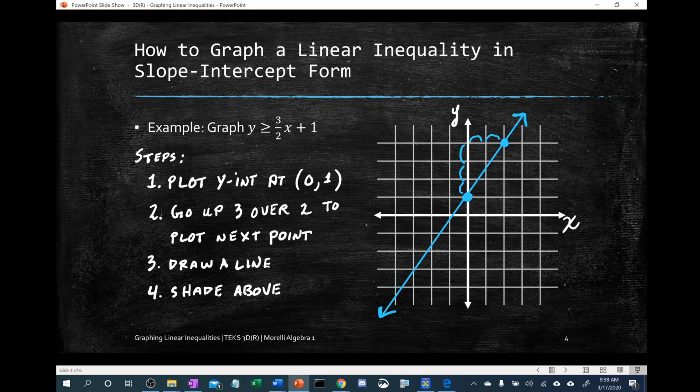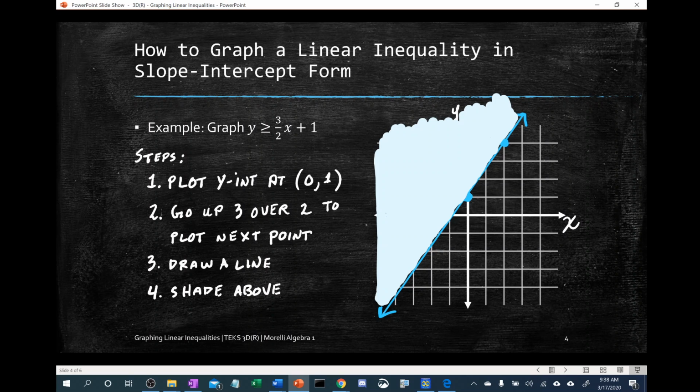So you see that I've done that here. I've gone up 3 over 2, put a blue dot, and now we can draw a line. Because it's a greater than or equal to symbol, it will be a solid line. And the final thing to do is just shade. Remember that when you have a greater than symbol, you're going to be shading above the line. So greater than or equal to, shade above; less than or equal to, shade below.